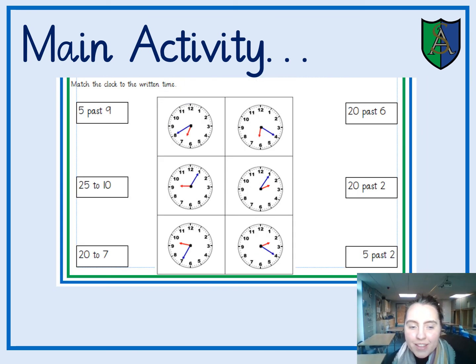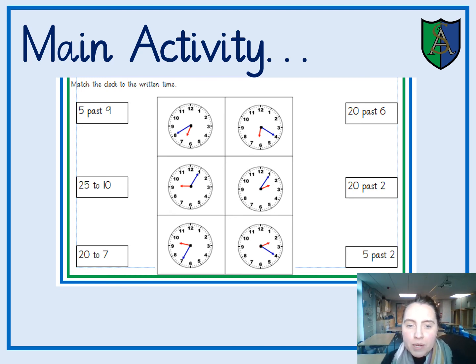Then the next part of the activity is to challenge you a little bit further, because I know some of us are doing really, really well with the idea of past and to on the clock, okay? So we're just going to practice that a little bit more, and you'll again see 6 clocks on your worksheet. And what we would like you to do is we would like you to draw lines to match it up to its written form, okay?